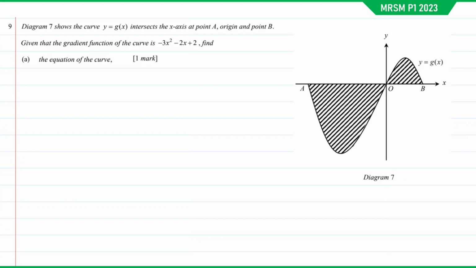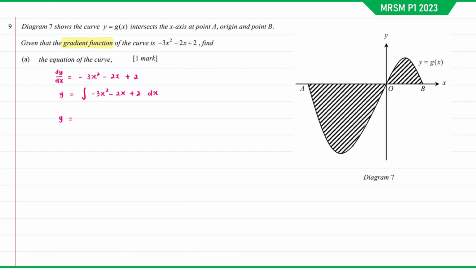Question number 9. Diagram 7 shows the curve y equal to g(x) intersect the x-axis at point A, origin, and point B. Given the gradient function of the curve is negative 3x squared minus 2x plus 2, find A, the equation of the curve. So the gradient function here is referred to the dy/dx. To find the equation of the curve, then we're going to integrate the gradient function. So equation, let's say we use y. So y, we integrate negative 3x squared minus 2x plus 2 with respect to x.